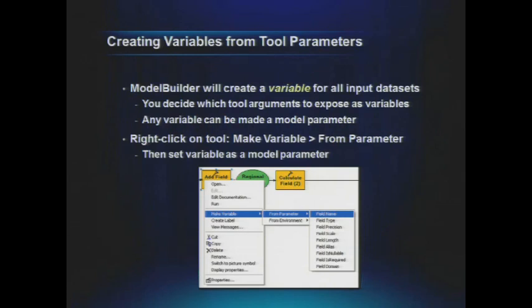You can also create variables from actual parameters inside of a tool. ModelBuilder will allow you to create variables for inputs, whether that's the distance on a buffer, or a workspace or geodatabase location, or a folder that you're going to output your data sets to. All we need to do is right-click on the actual tool. If it's a buffer tool, I can right-click on it, choose make variable from parameter, and choose distance or whatever other parameters are in there. And I'll show you how to do this.